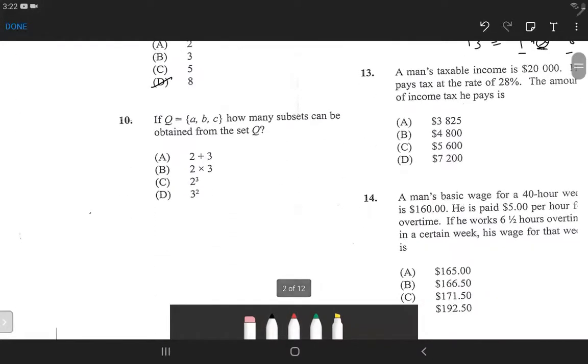If Q is A, B, C, how many subsets can be obtained from Q? Well, we did this question already. This is 2 to the 3 power because it has 3 elements in the set.